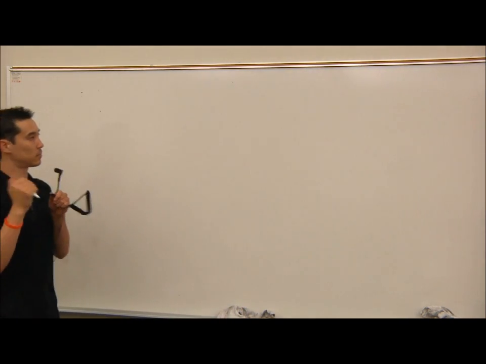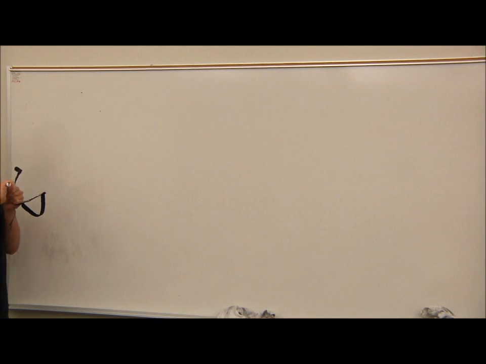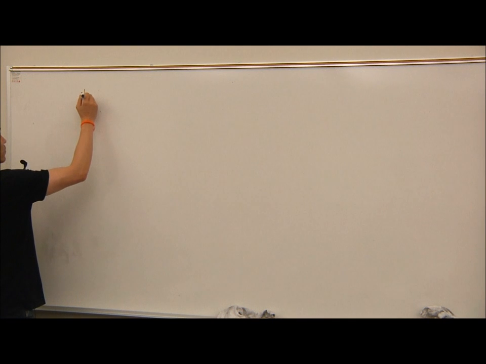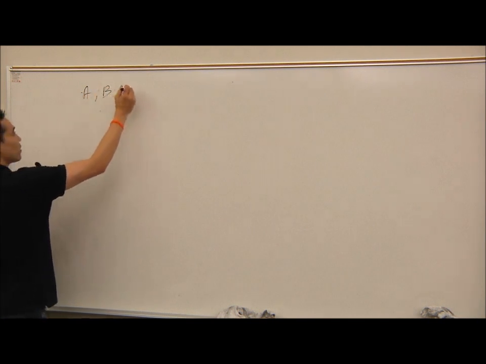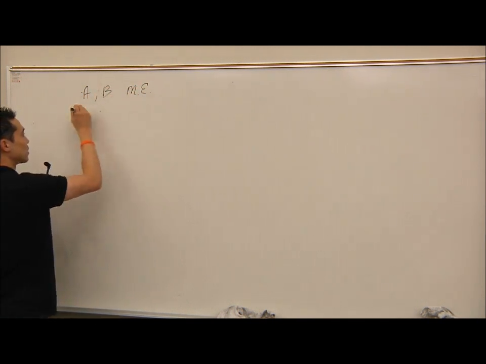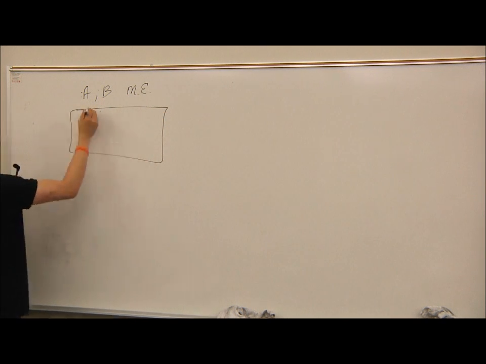Does anybody know what a Venn diagram is? That thing with the circles? Yeah, the thing with circles, exactly. Okay, so let's look at what we just did. If we had A and B mutually exclusive, this is what our Venn diagram looks like.